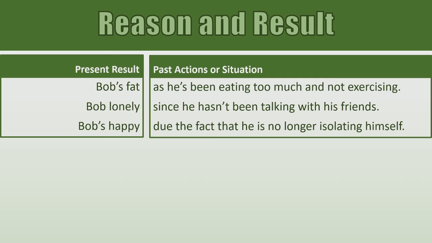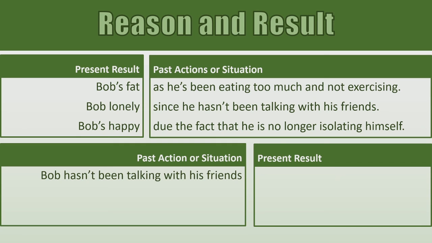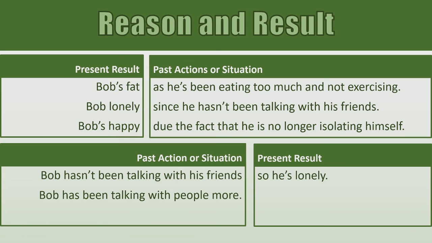And we don't just have to put our linking word in this order, we can actually change it up a bit. For example, Bob hasn't been talking with his friends, so he's lonely. Bob has been talking with people more, consequently, he feels happier. So these are different ways that you can change your sentence structure, make it a little bit more interesting. And it's always good to think of different ways to change it. You don't want to use the same structure again and again. It's boring.